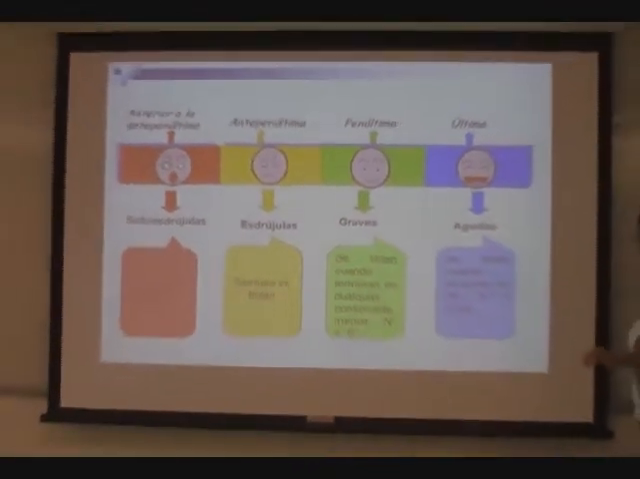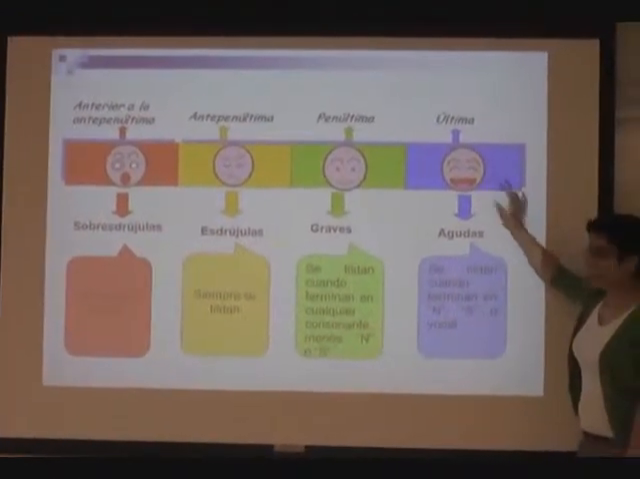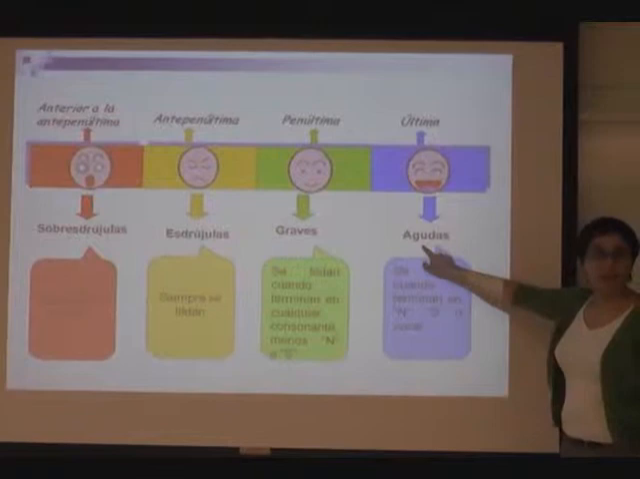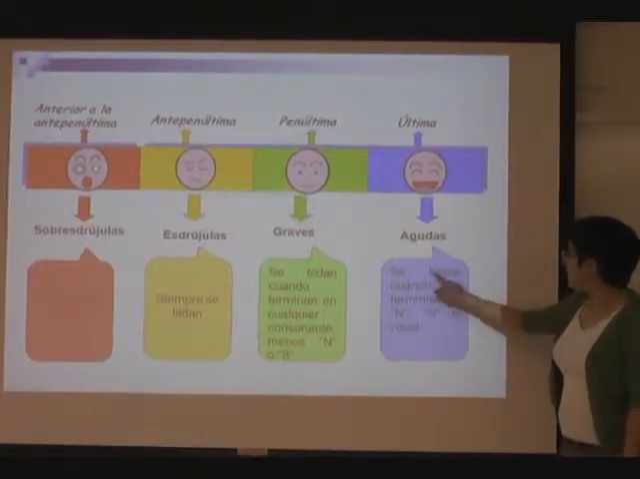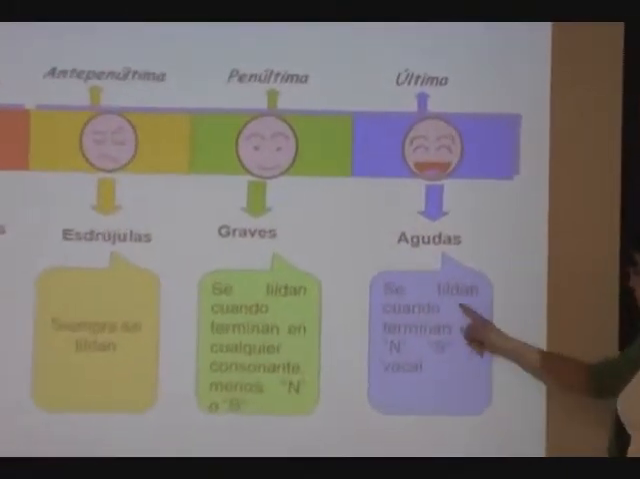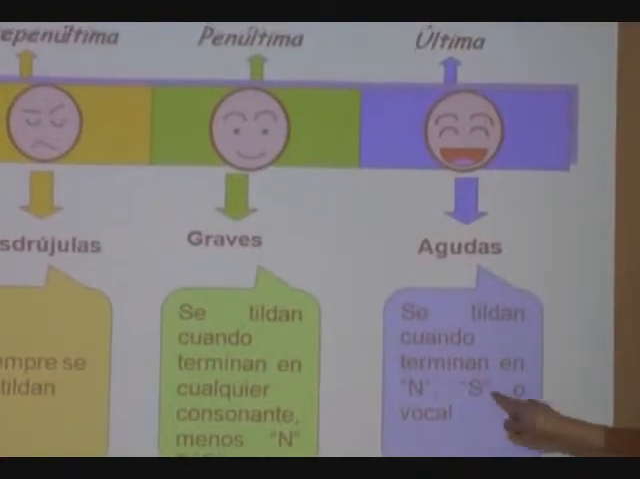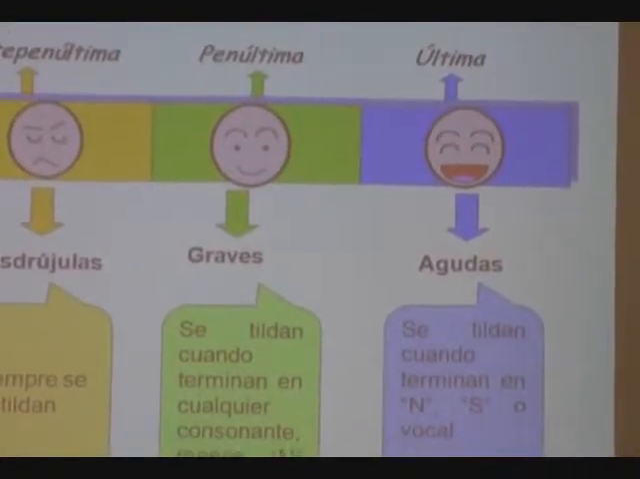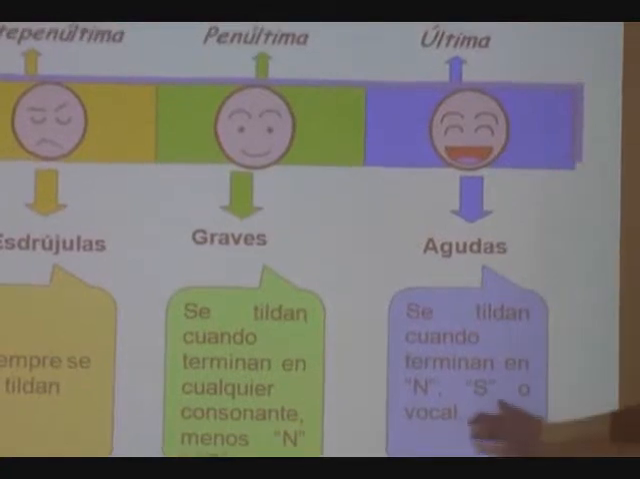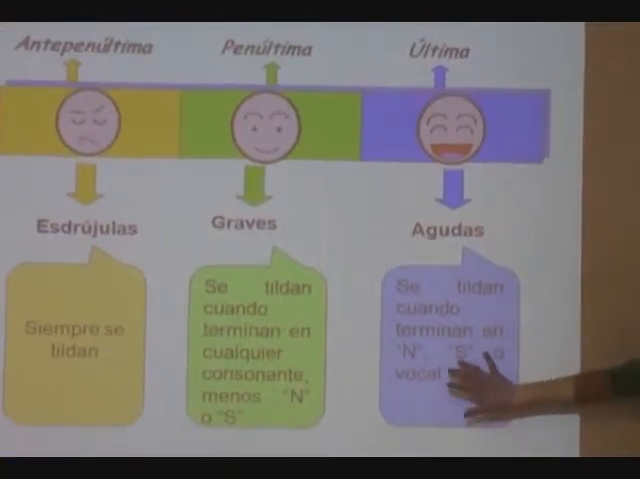Let's review again. Última sílaba, those are the words that are agudas. Se tildan, they use the tilde when they end in N, S, or vowel. So when the stress is on the last syllable and they end under these conditions, they get a tilde.